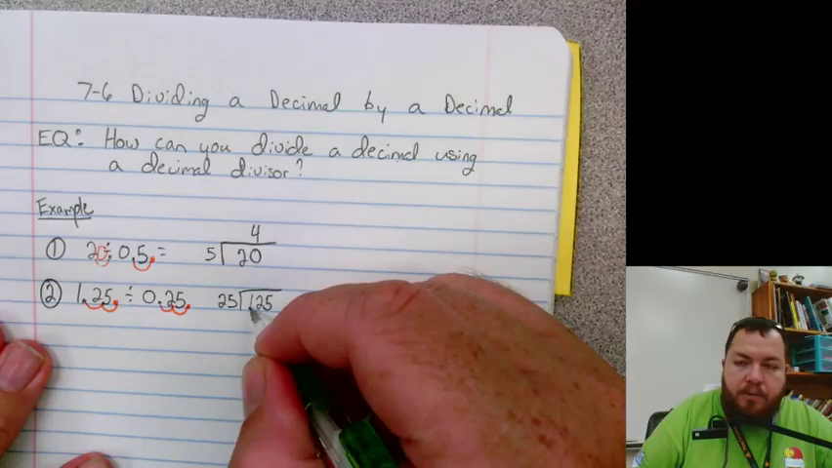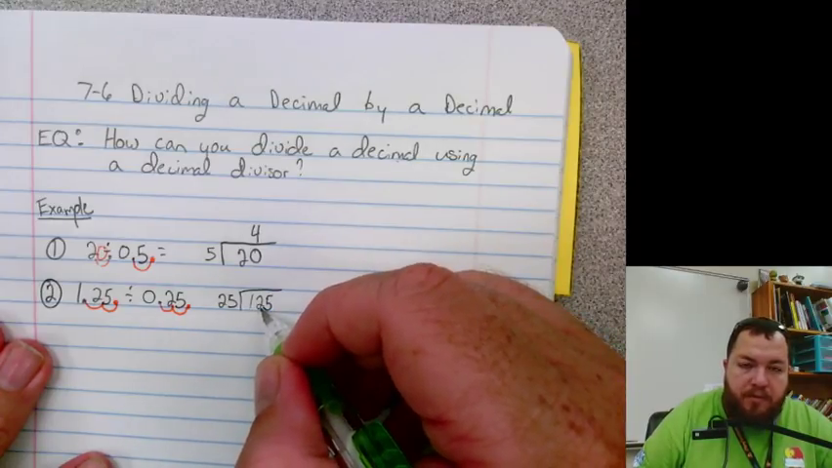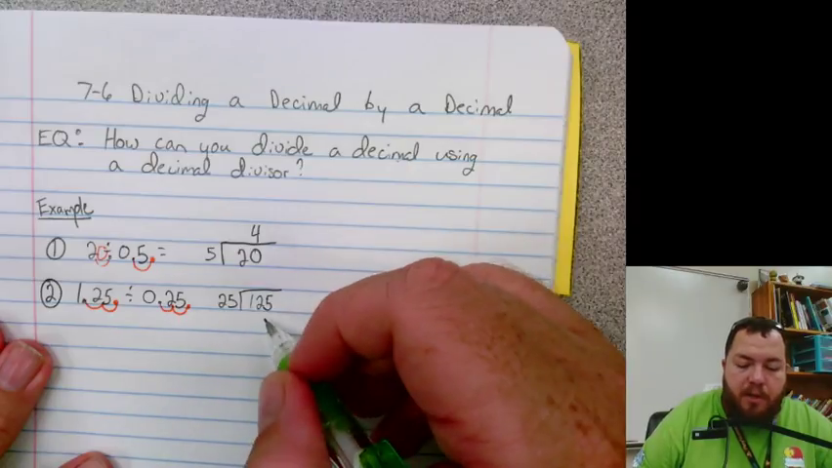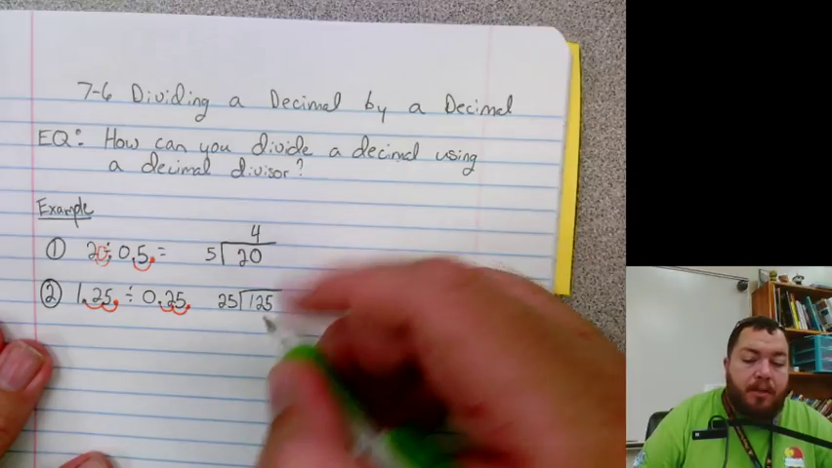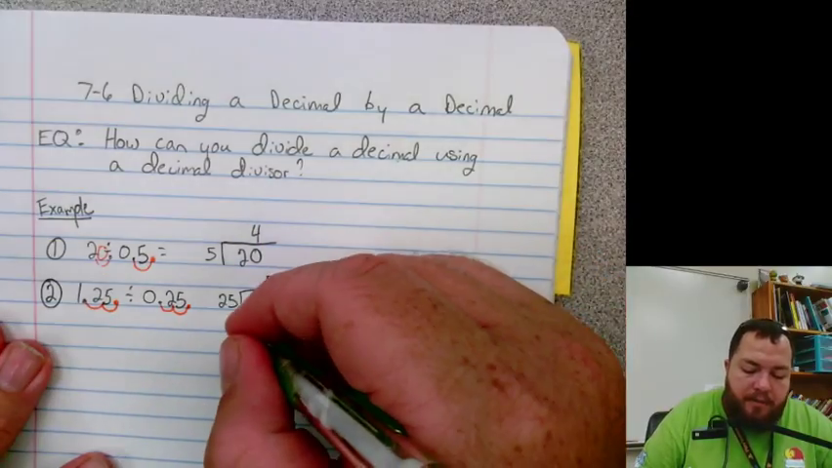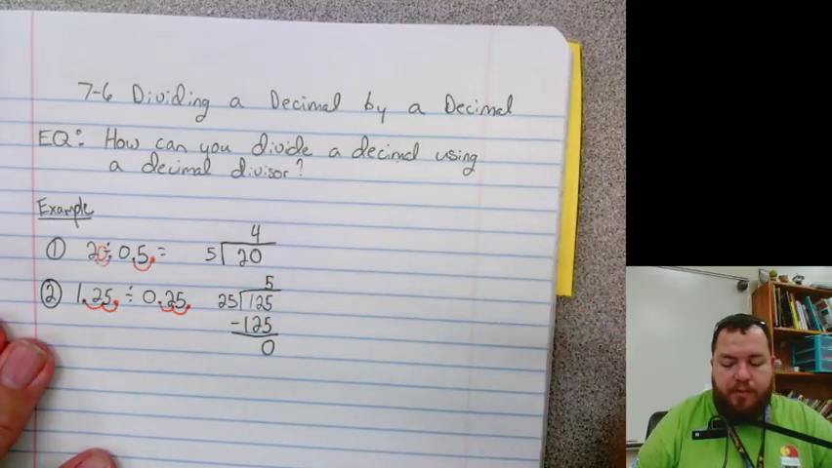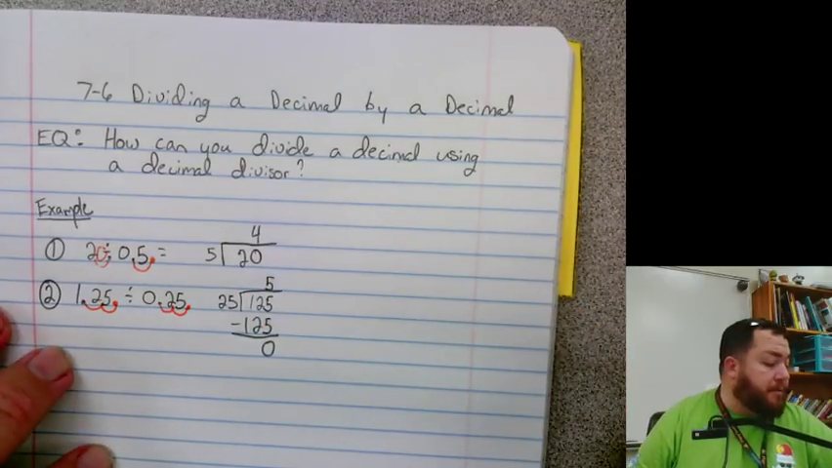Does 25 go into 1? No. Does 25 go into 12? No. Does 25 go into 125? Yes. How many times? 5 times. 5 times 25, 125. So that gives us 0. So our final answer is 5.